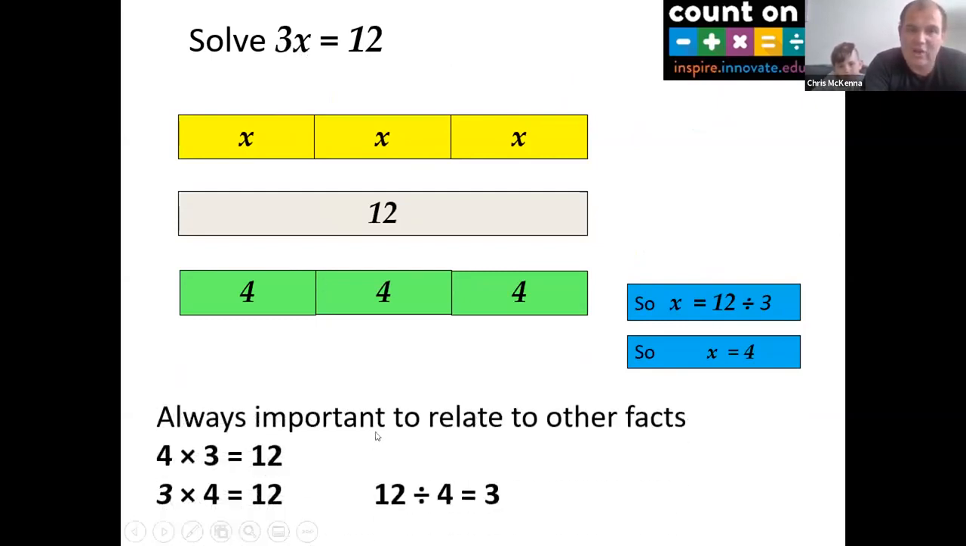Obviously, with this fact here, it's important to relate to other facts. 12 divided by 3 equals 4. That's because 4 3s are 12, or 3 4s are 12, and also 12 divided by 4 equals 3. And you might think of a third of 12 equals 4. So it's always important to relate to your other mathematical facts as well here.